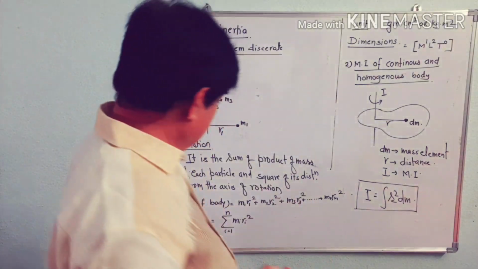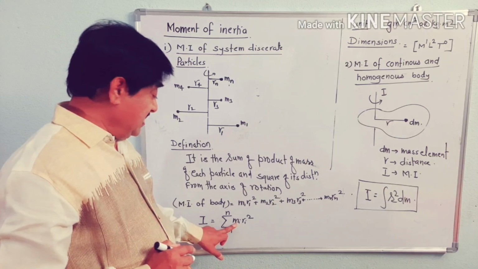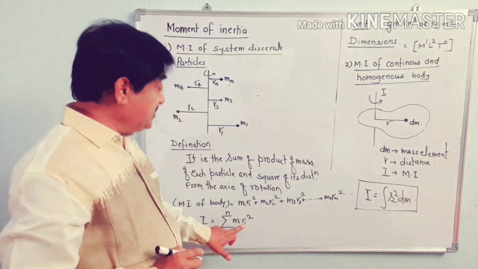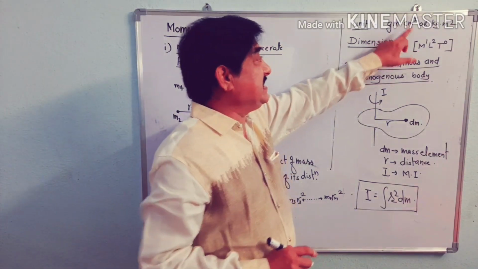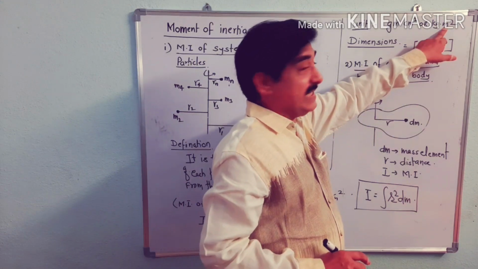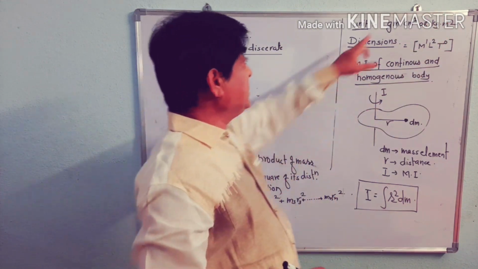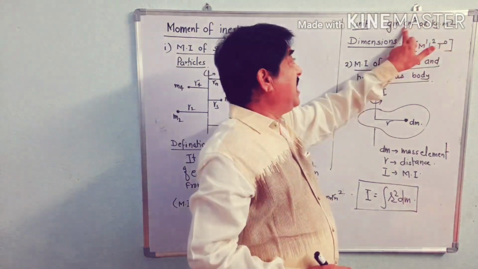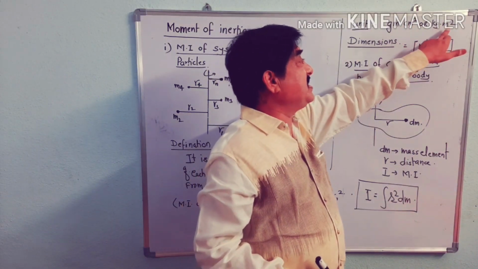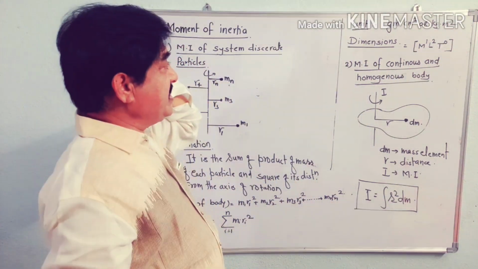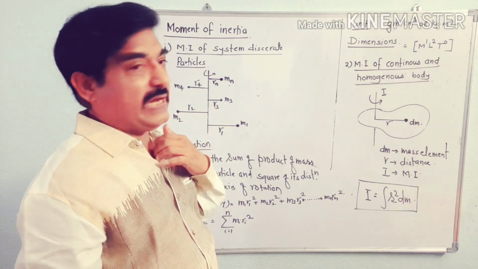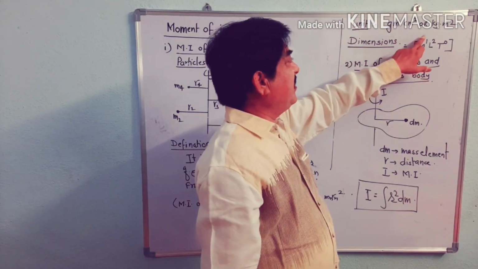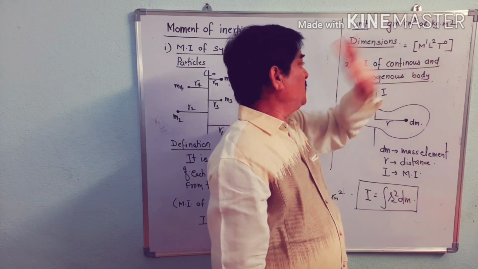Its unit: M means mass. Its unit in CGS is gram, or in SI system it is kilogram. And distance is centimeter in CGS and meter in SI system. So its unit is gram into centimeter square or kg into meter square, mass multiplied by distance square. Its dimensions are M to the power 1, L to the power 2, T to the power 0.